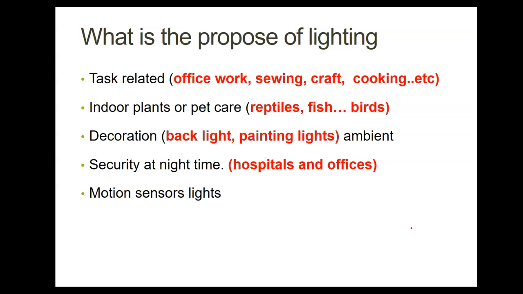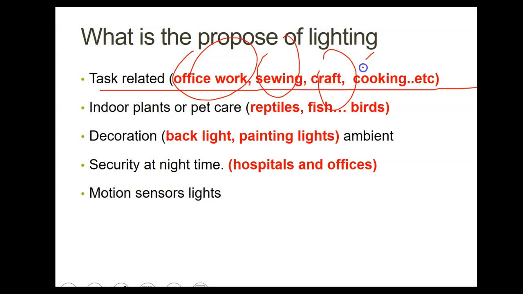So starting off with lighting, light should be task related. We should put light wherever we need it. And so for task related, when you do office work, sewing, craft, or cooking, you need a lot of light because you have a lot of focus, and that will reduce your exhaustion of doing the task when you don't have a lot of light.